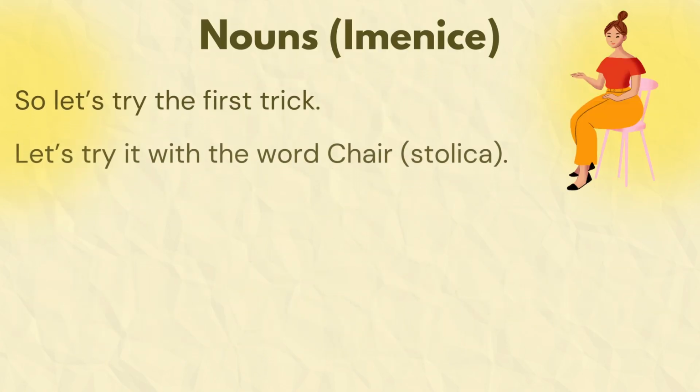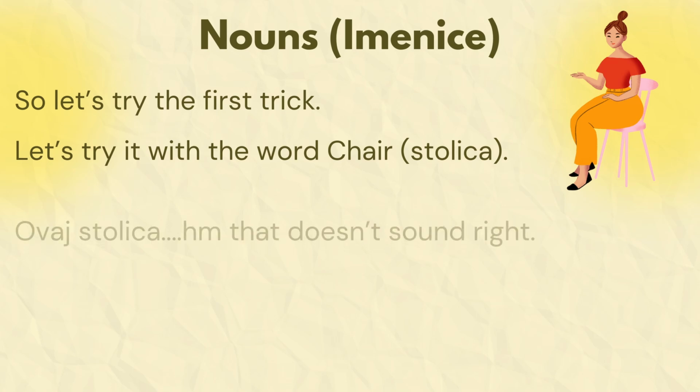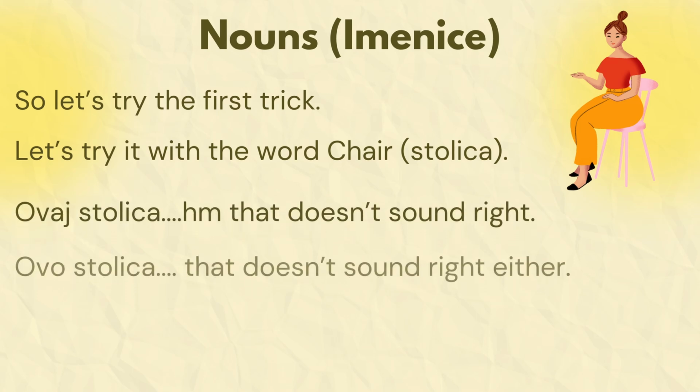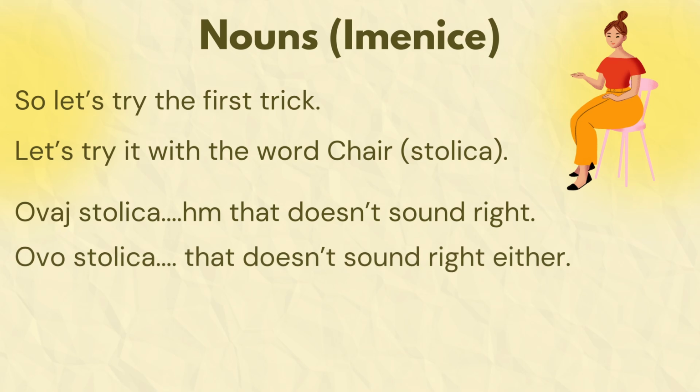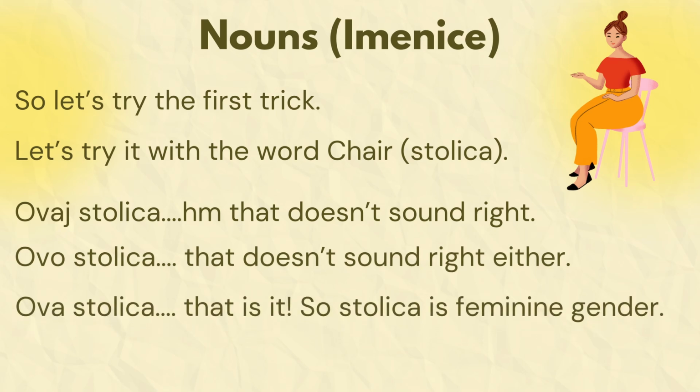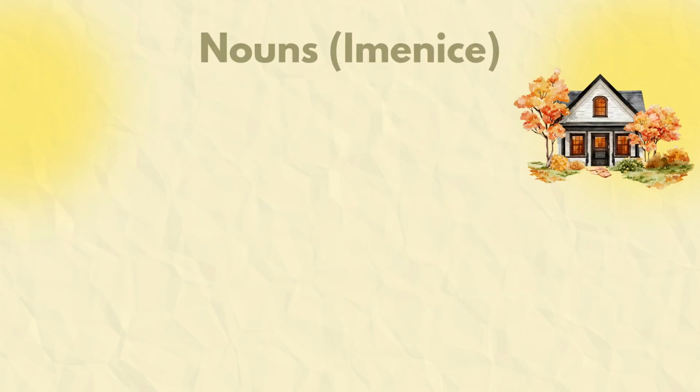Let's try it with the word chair, stolica. Ovaj stolica. That doesn't sound right. Ovo stolica. That doesn't sound right either. Ova stolica. That's it. So stolica is feminine gender.